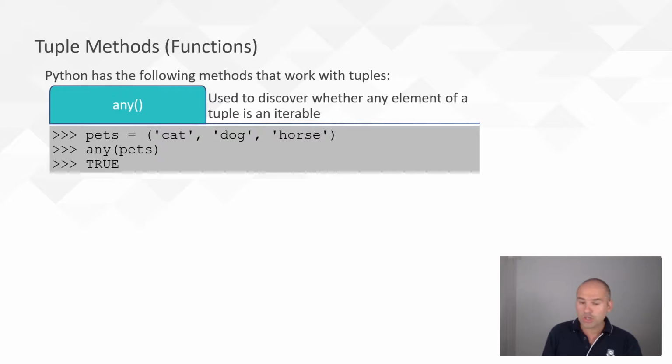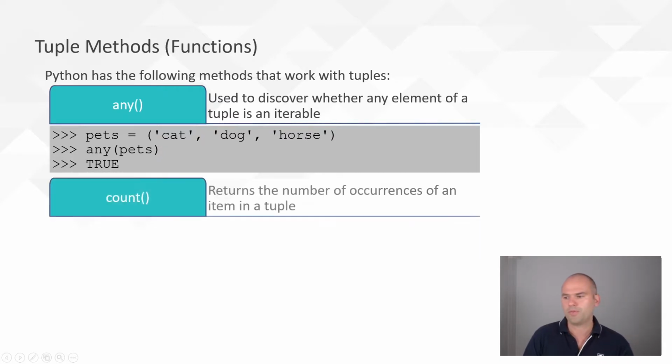Any essentially checks if there's anything in a particular tuple. So we have pets: cat, dog, horse. If we say any pets, that is going to return true. If that was a blank tuple, that would return false. However, there's a couple more nuances to this. Namely, any doesn't quite treat zeros and false booleans the same way. But we're going to look at that inside the programming tutorial coming up.